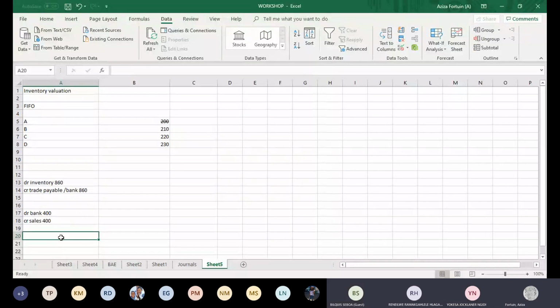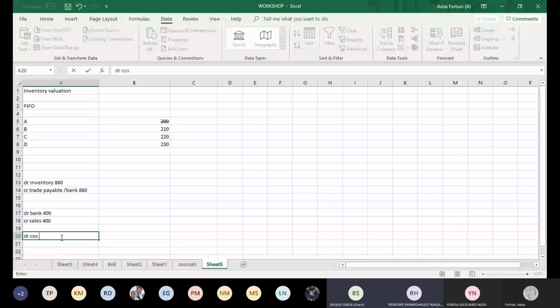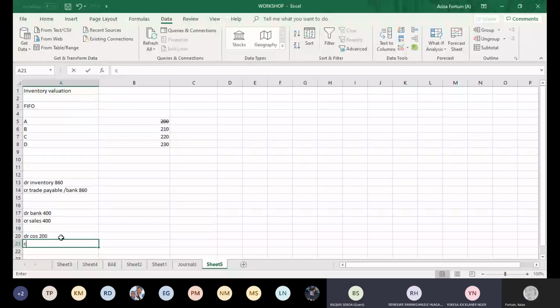Cost of sales. Okay, so you're going to debit your cost of sales with 200 or 220? It's 200, because we gave it all A, which was the FIFO method.